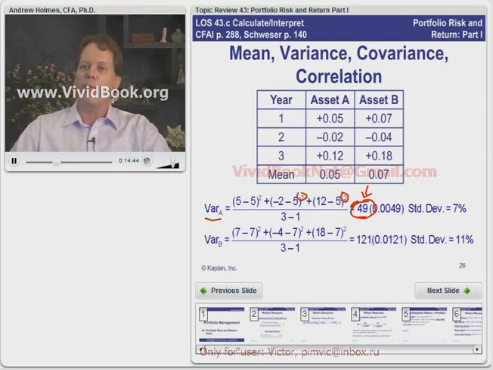Anyway, the point is we want to get this back into its original units, so all we've got to do is take the square root. So the standard deviation of asset A is 7%, and determined similarly for asset B would be 11%.